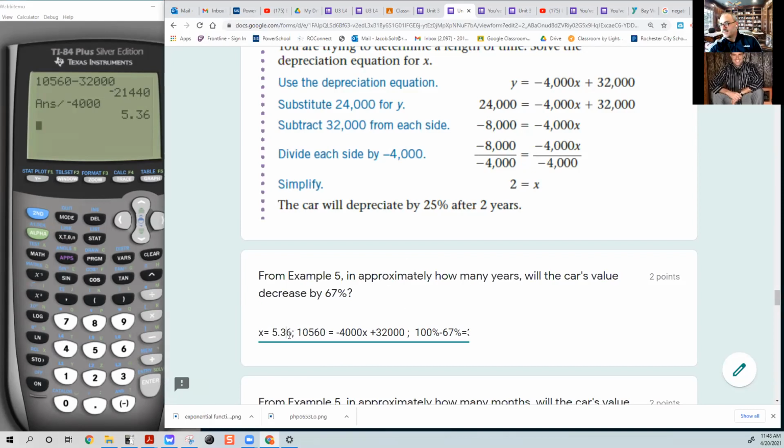So that's the answer. That is the amount of time, the number of years it will take for this car's value to decrease by 67%. I also want to do this the old-fashioned way, just so you remember how to do this the old-fashioned way. Maybe you guys don't like the old-fashioned way as much, and then there's no point in this, but I just want to make sure we know what we're doing here.